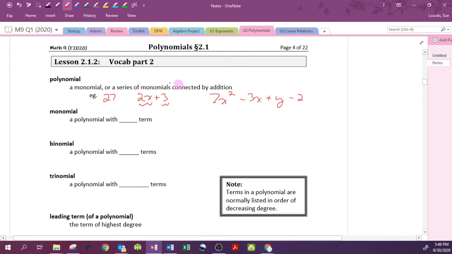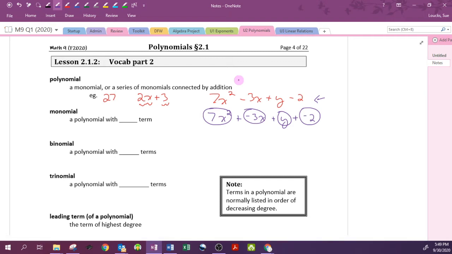So wait, Ms. Oaks, you said they had to be connected by addition. Well, yes. So let's just write this differently. I could write this as 7x squared plus negative 3x plus y plus negative 2. And now I have, here's a monomial, here's a monomial, here's a monomial, here's a monomial, and they're all connected by addition. All right, but mathematicians are lazy, so we don't usually write it that way. We normally write it this way, but it still meets the definition of a polynomial.